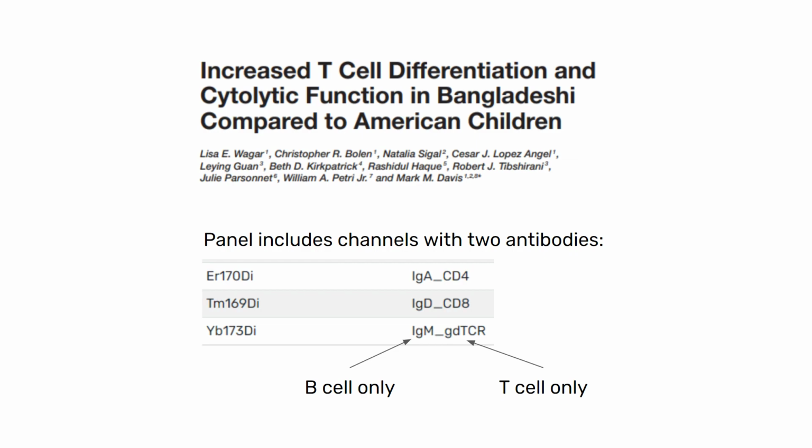For example, in this paper from the Mark Davis lab by Wagar et al., the panel includes channels that have two antibodies on the same mass. One of these antibodies is B cell specific, and the other is T cell specific. In other words, for the B cells, we would like to use the different Ig markers, while for the T cells, we would like to use CD4, CD8, and gamma delta TCR.